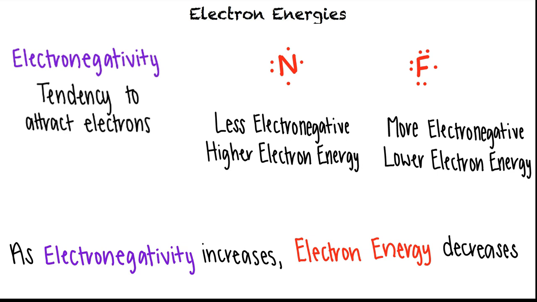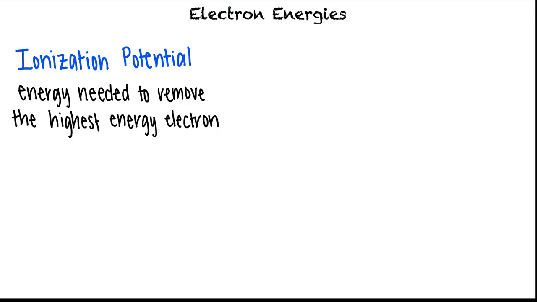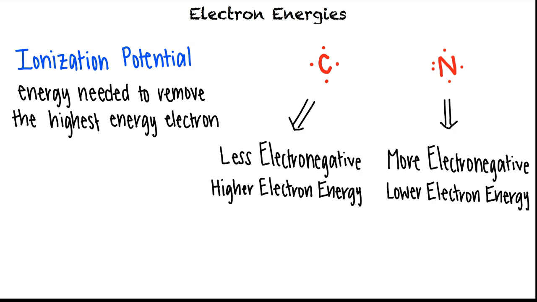Another concept we should discuss is ionization potential. The ionization potential is the amount of energy required to remove the highest energy electron from an atom. Let's compare carbon and nitrogen. Since more electronegative elements hold onto their electrons more tightly, it's more difficult to remove an electron from a highly electronegative atom. Nitrogen is more electronegative than carbon, and therefore its electrons are lower in energy. This means more energy is required to remove the highest energy electron, and therefore nitrogen has the larger ionization potential.